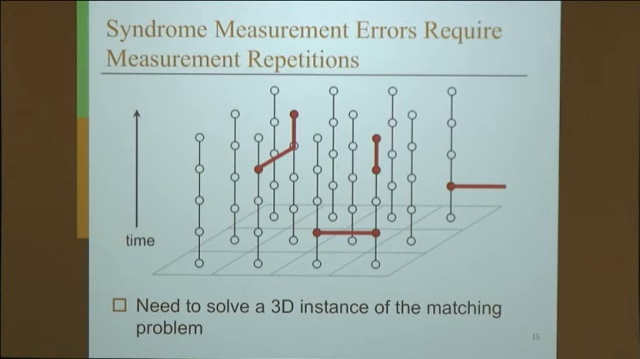But this is a classical problem that the classical decoder has to solve, and it turns out if we have millions of qubits and we need to repeat the syndrome measurements a certain number of times, this is going to be a large problem that is going to be expensive on a classical computer.